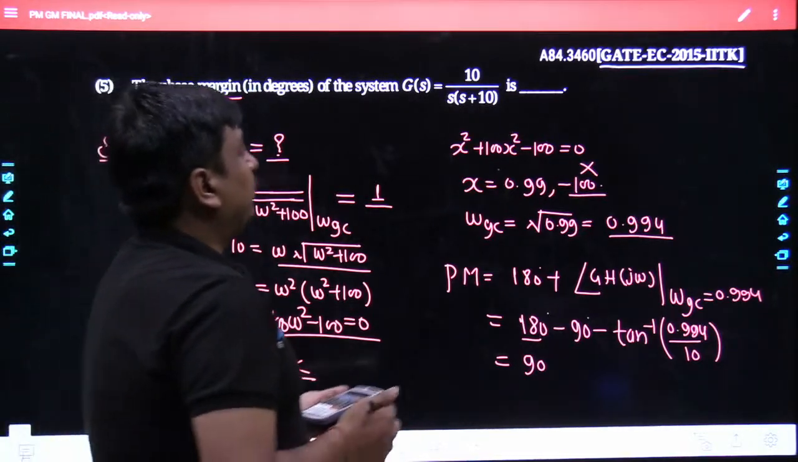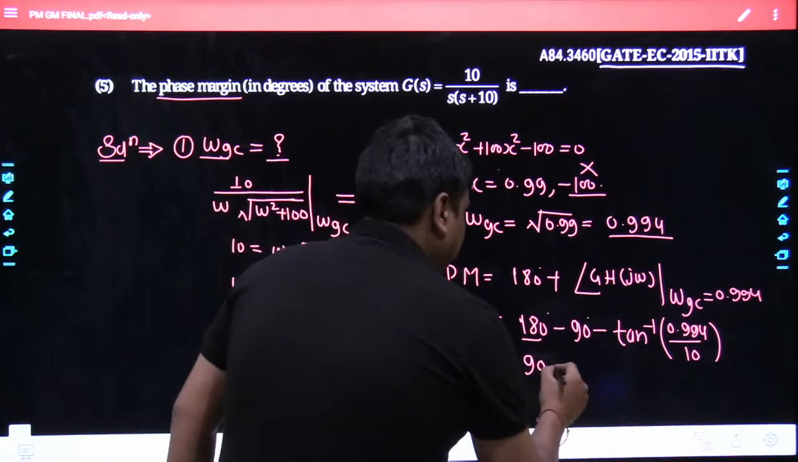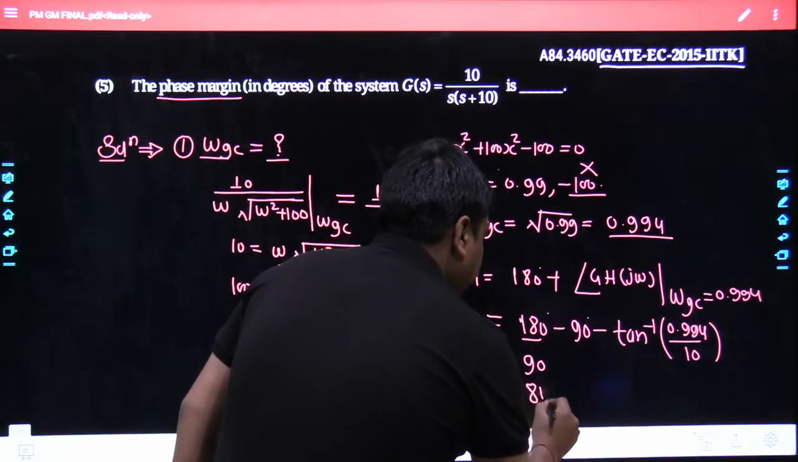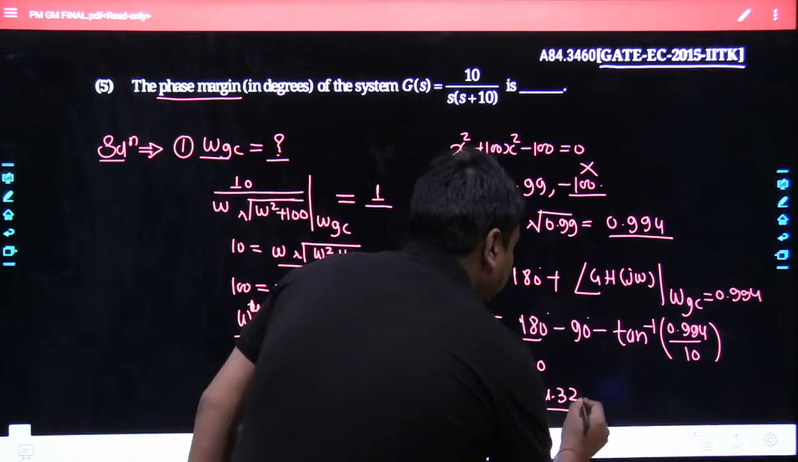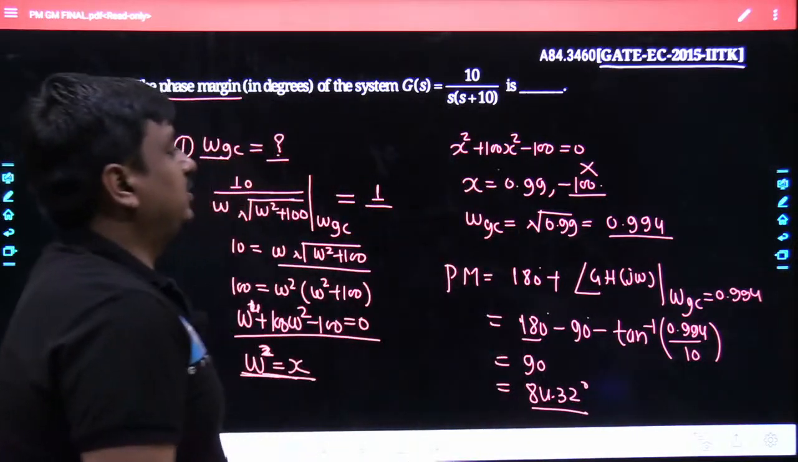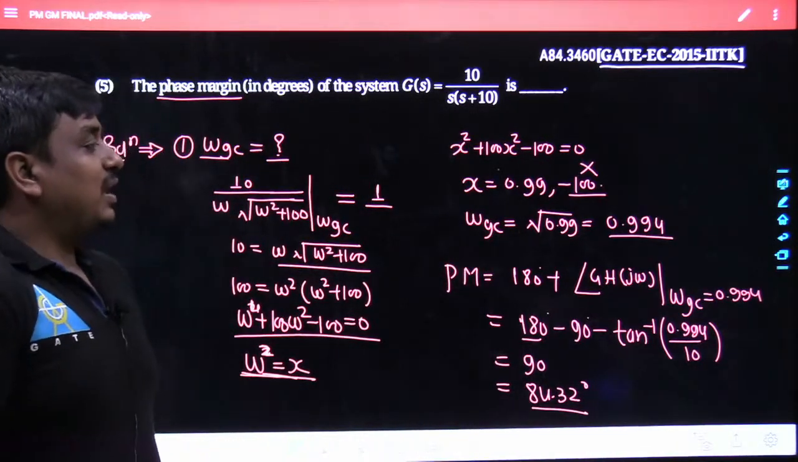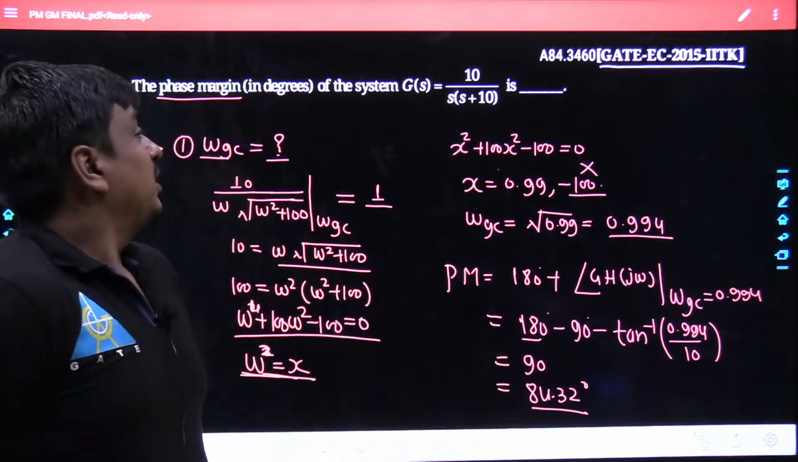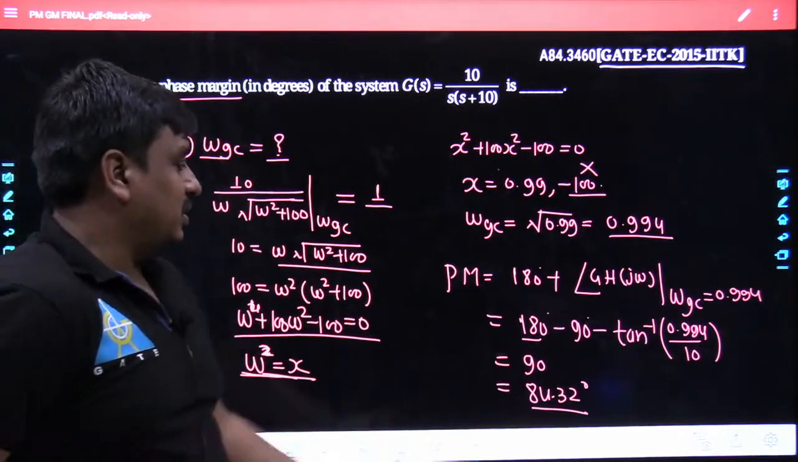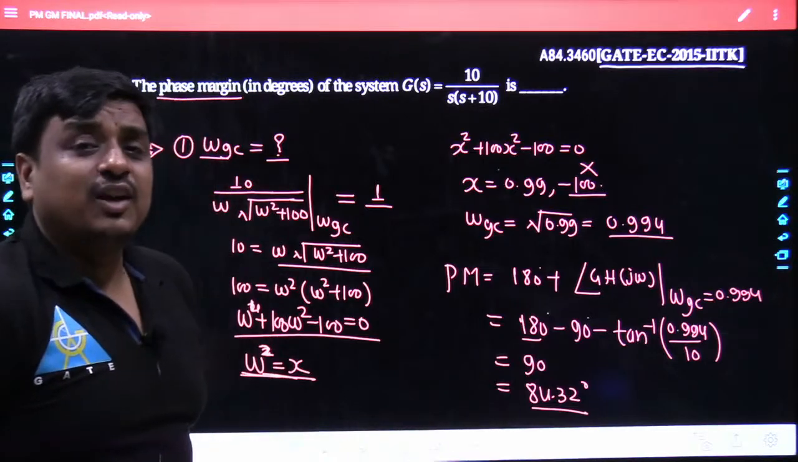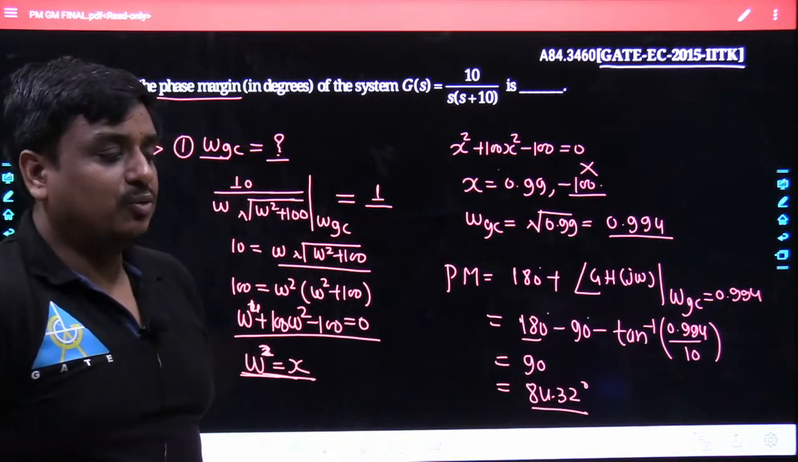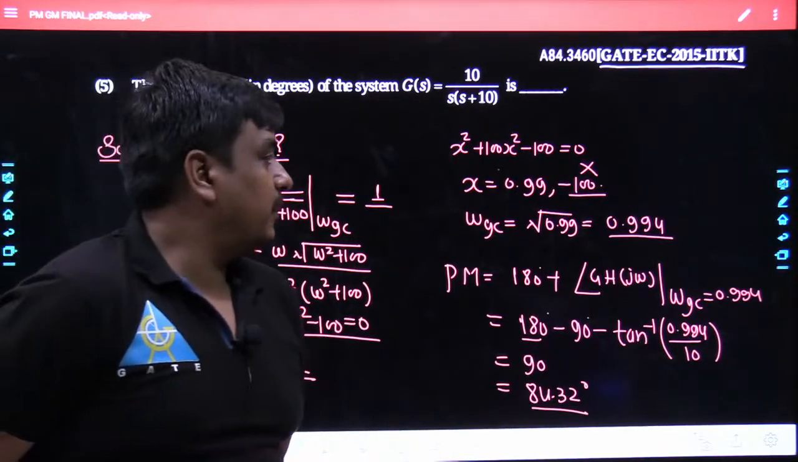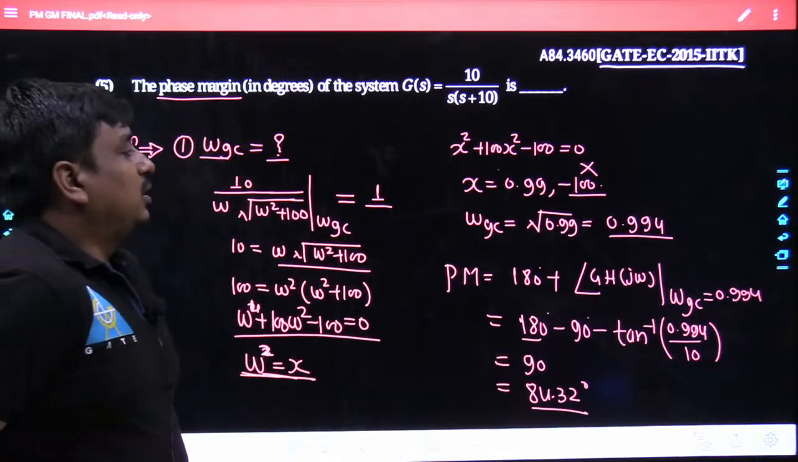Here comes 84.32 something. 84.32. This is the correct answer. So that means how much phase lag can we introduce within the system while the system is still stable? Obviously we can introduce the maximum phase lag of 84.32 degrees. Agreed?